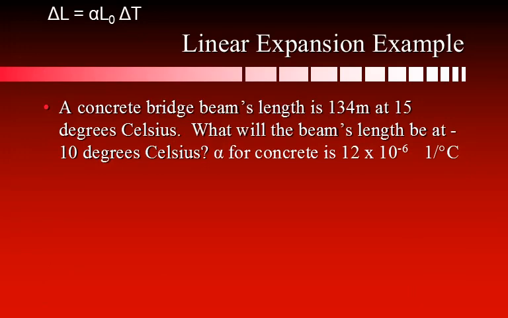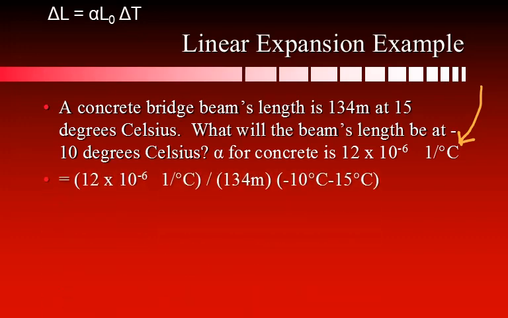We have a concrete bridge, and the beam length is 134 meters at 15 degrees Celsius. What would the beam length be at negative 10 degrees Celsius? We'll say for concrete, alpha is 12 times 10 to the negative 6th. This is the unit, by the way, for alpha, 1/degrees Celsius. You could technically have alpha in different units, and that would be fine as well. Go ahead and give this a try, and when you're ready to check, you can hit play to continue.